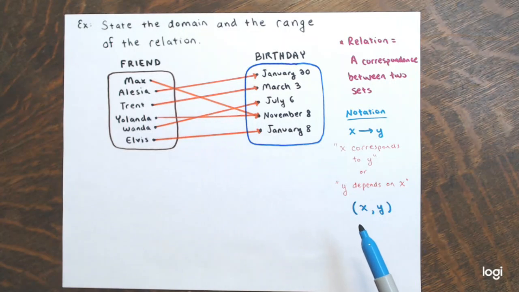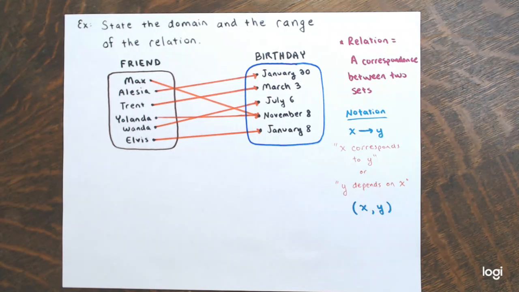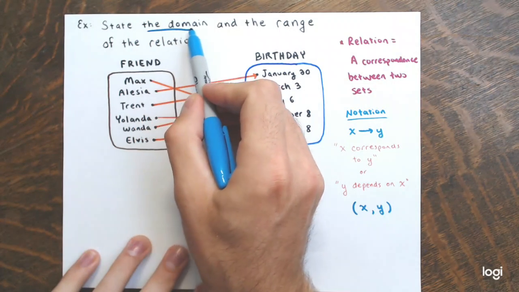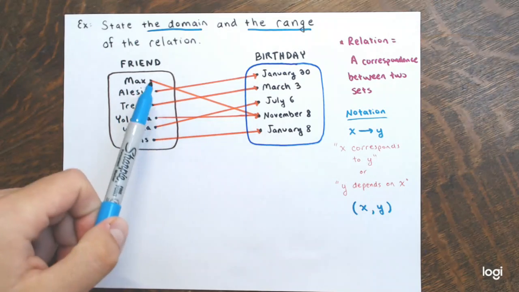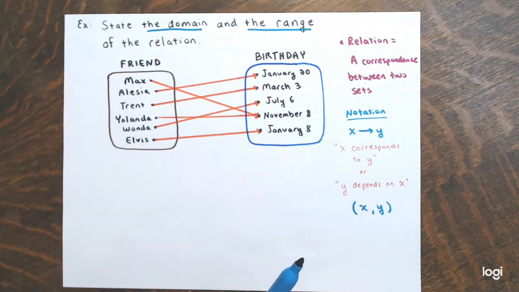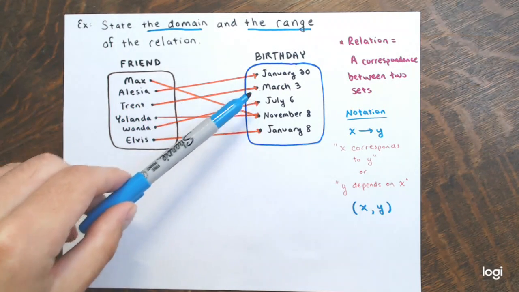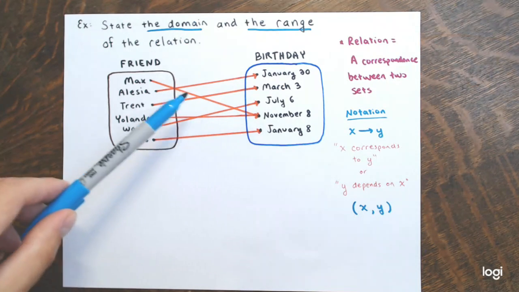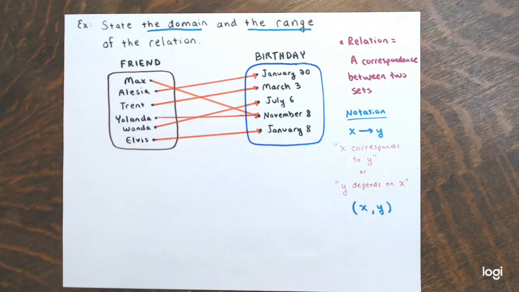And again, I went over all this in the video prior to this, called Understanding Relations, if you'd like to take a look at that. So what I'm trying to do in this video is state the domain and the range of this relation between this set of friends and this set of dates, birthdays. You can see the relationships. Max's birthday is November 8th, Alicia's is January 20th, Trent's is March 3rd, Yolanda's is November 8th also, like Max. Wanda's is July 6th, and Elvis's birthday is January 8th. Hopefully it's clear what the arrows mean.